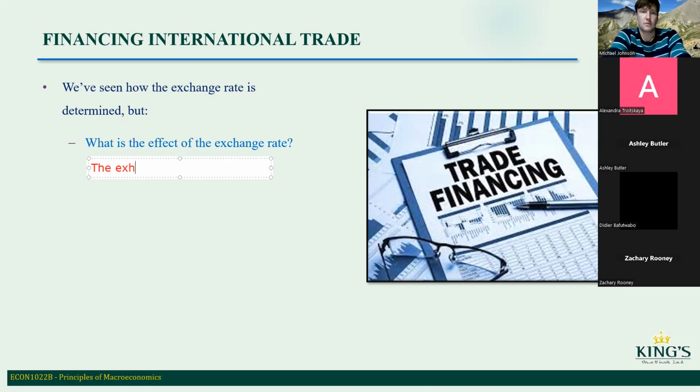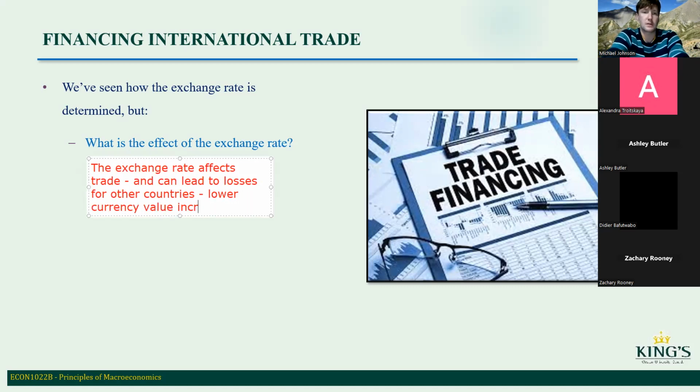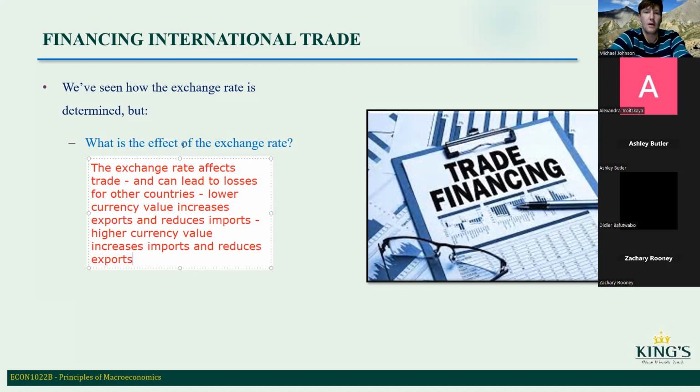The exchange rate affects trade and can lead to losses for other countries. So that's a good point. A lower currency value increases exports and reduces imports, and a higher currency value increases imports and reduces exports. So yeah, good point, Alexandra, on that one.